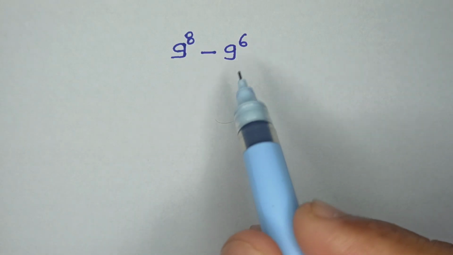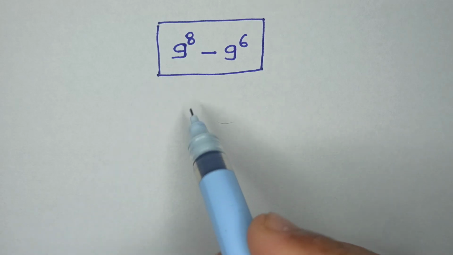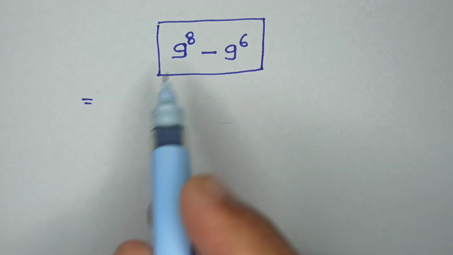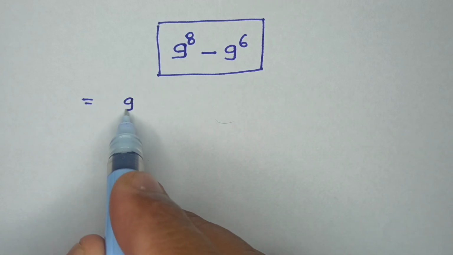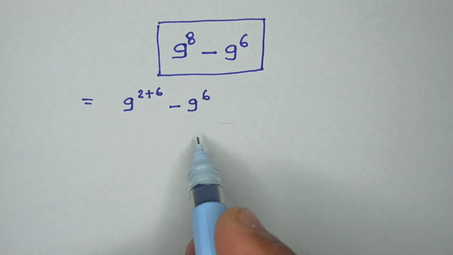Hey everyone, welcome to today's video, and in this video we are going to solve this wonderful equation without the use of any calculator. So the first thing which I'm going to do is bifurcate this power of 8 over here, and this can be written as 9 raised to the power 2 plus 6 minus 9 raised to the power 6.